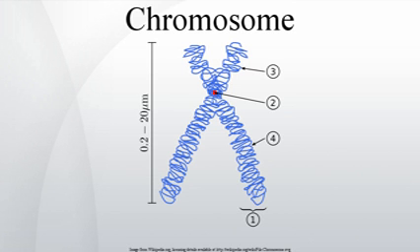Chromosome. A chromosome is a structure of DNA, protein, and RNA found in cells. It is a single piece of coiled DNA containing many genes, regulatory elements and other nucleotide sequences.